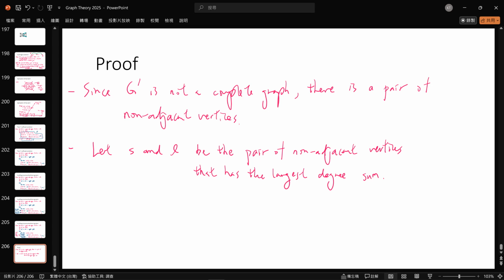There can be 2 or 3 pairs of vertices that are not adjacent. So among these non-adjacent vertex pairs, we're going to choose the one that has the largest degree sum. The reason that I call them S and L is because you can think of S as smaller and L as larger. So we assume the degree of S is less than or equal to the degree of L. S has a small degree and L has a large degree.